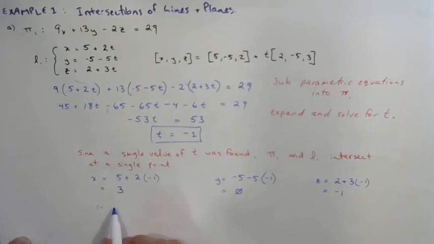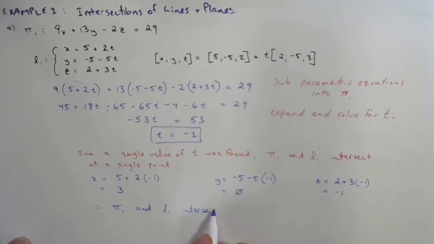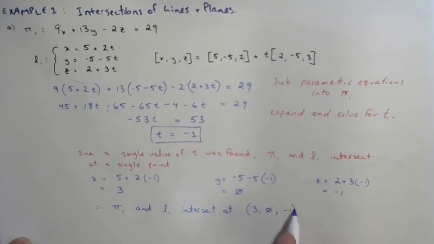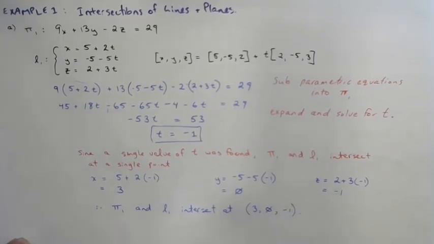Therefore, pi1, plane 1, and I'll try to stop saying pi1. Plane 1 and line 1 intersect at (3, 0, -1). Rounded brackets because it's a point, not a vector.